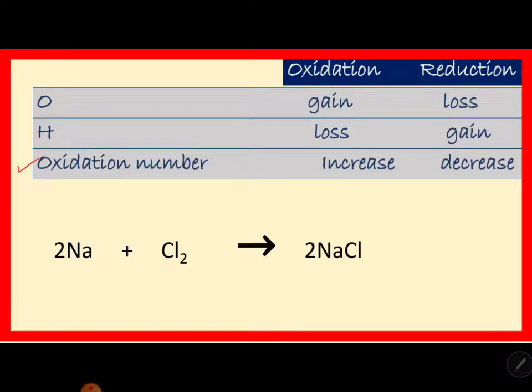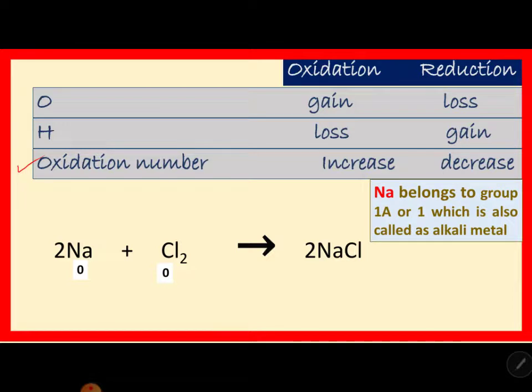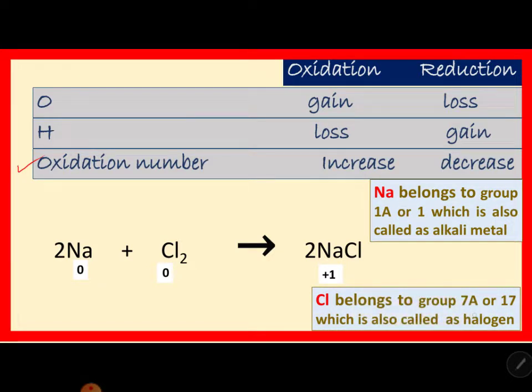Sodium is a free element, its oxidation number is 0. Oxidation number of chlorine is also 0. In the product there are two elements, sodium and chlorine. Sodium belongs to the group 1A or 1, which is also called as alkali metal, and all the members of this group have oxidation state of +1. Second element, chlorine, belongs to the group 7A or 17, which is also called as halogen, and all the members of this group have oxidation state of -1.